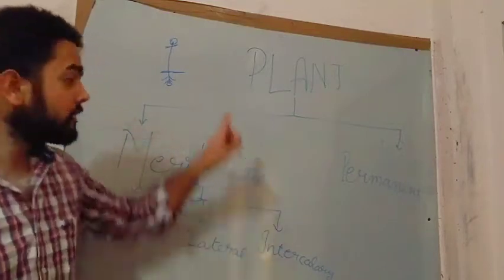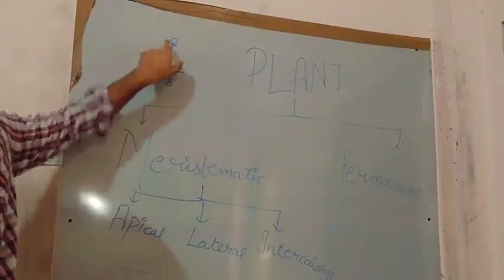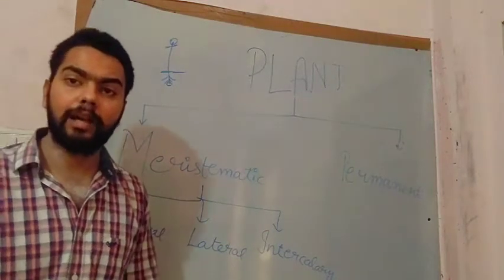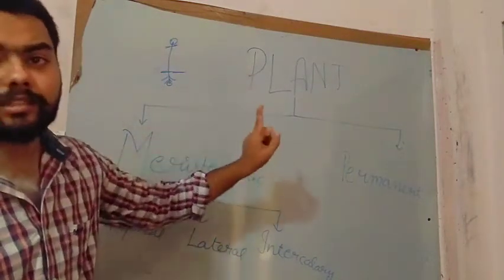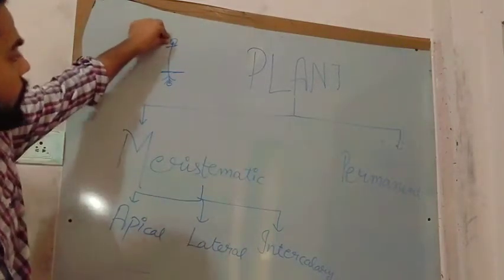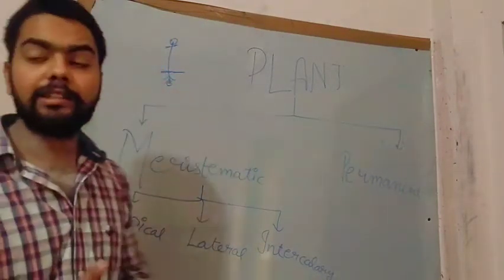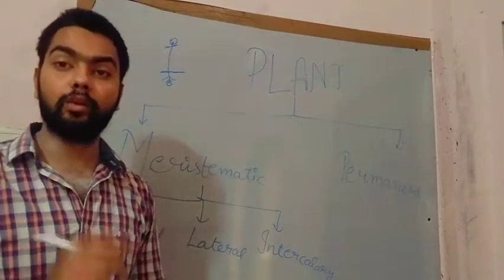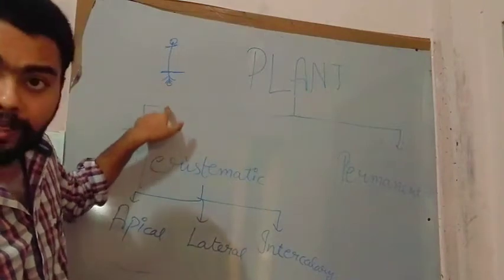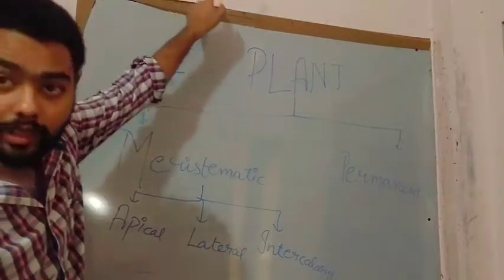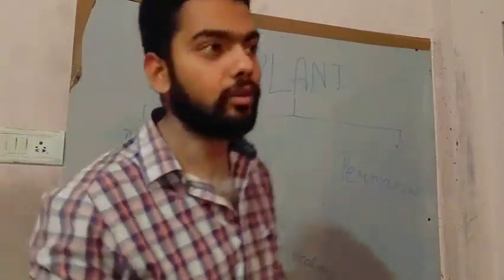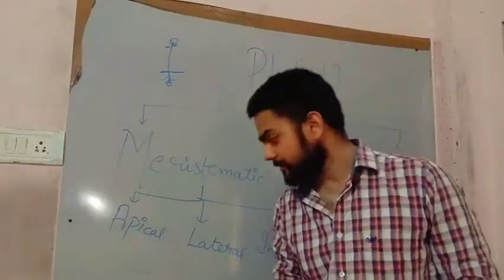So the tissue found at the root tip and shoot tip responsible for elongation, or increasing the length of the plant, is known as apical meristematic tissue. Again I am repeating, apical tissue is found at the root tip and shoot tip, responsible for increase in length of the root as well as shoot. The root will go deeper and deeper, and the shoot will go longer and longer. These types of tissues are called apical meristematic tissue.